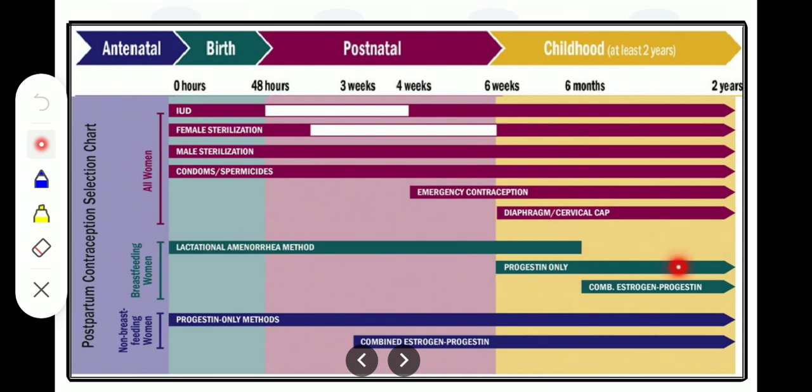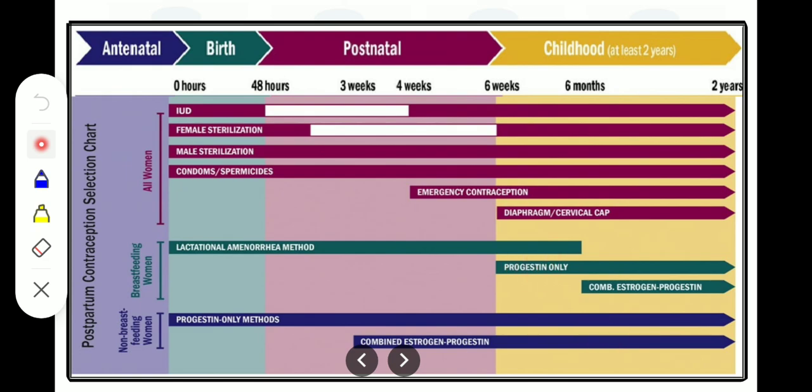and progesterone only pills prescribed after 6 weeks, and combined estrogen and progesterone after 6 months, and progesterone only methods like POP in case of the non-breastfeeding woman can be prescribed straight away after birth, and combined estrogen progesterone in non-breastfeeding women can be prescribed after 6 weeks and 3 weeks, and in case of the breastfeeding woman, it should be prescribed after 6 months.